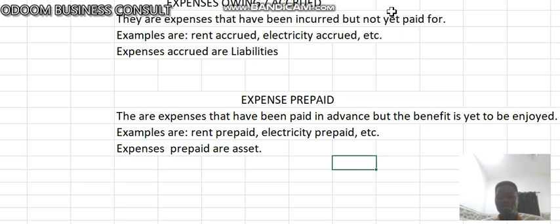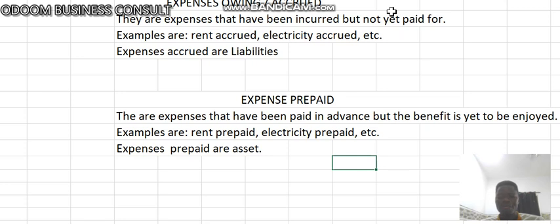So in that case, it becomes expenses prepaid. You have paid for your next year's rent, but you have not really enjoyed the rent. Or you have paid for your next 2 years' rent, but you have not really enjoyed the rent. So when that happens, we call it expenses prepaid. Or in this example, it becomes what? Rent prepaid.